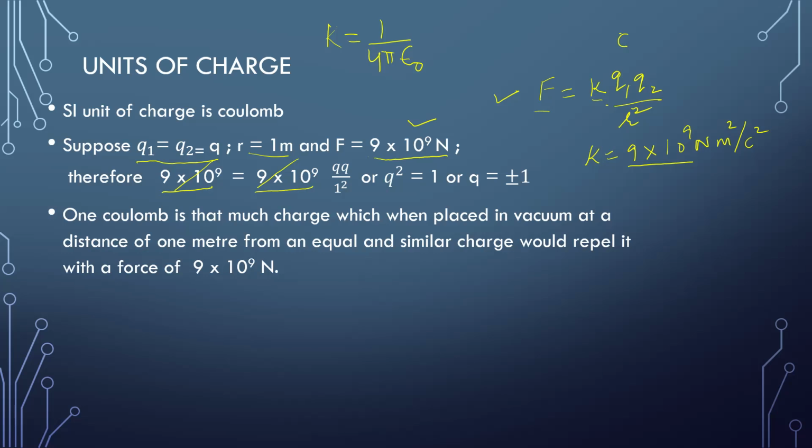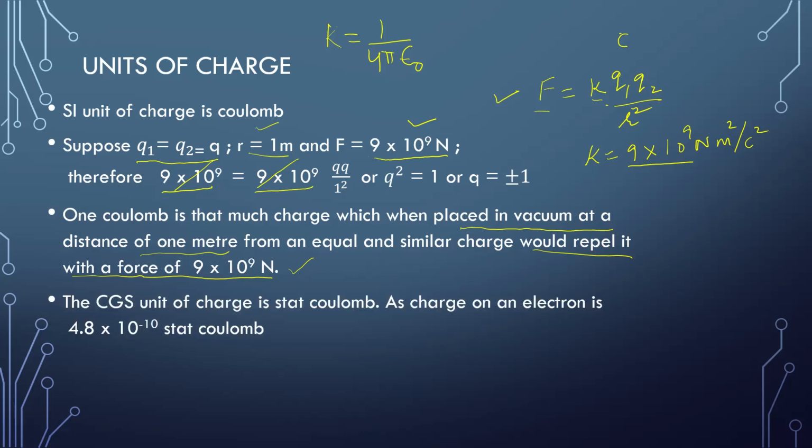So 1 Coulomb is that much charge which when placed in vacuum at a distance of 1 meter, because we took R is equal to 1 meter, from an equal and similar charge, because Q1 is equal to Q2 is equal to Q, would repel it with a force which is equal to 9 into 10 to the power of 9 Newton. So this is how we define 1 Coulomb of charge. It is that much charge which when placed in vacuum at a distance of 1 meter from an equal and similar charge would repel it with a force of 9 into 10 to the power of 9 Newton. Okay, I hope you have understood.